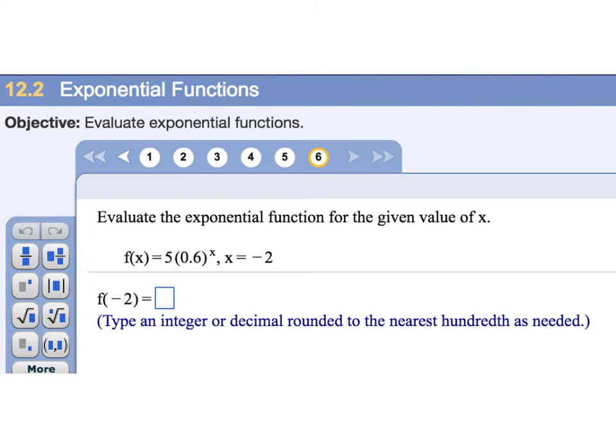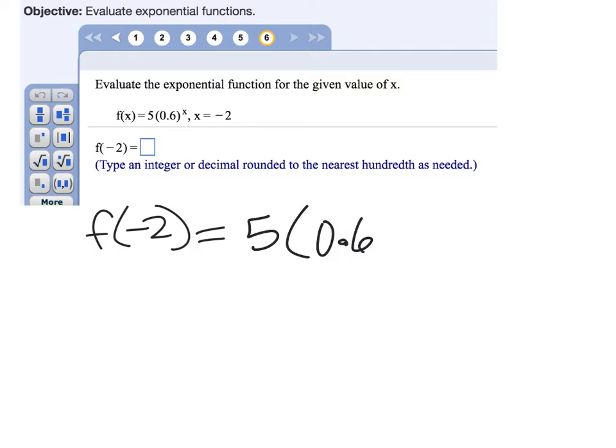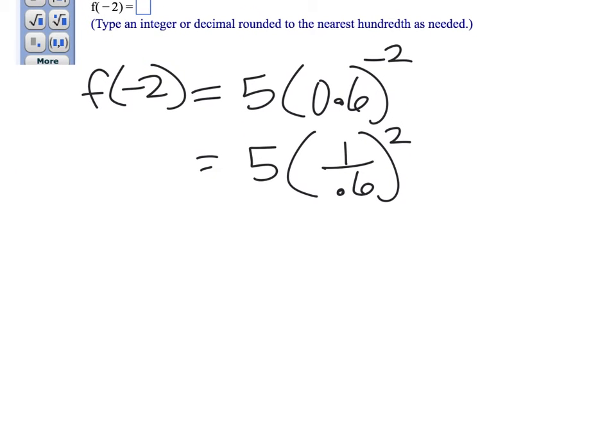And the last problem for this video is we're going to find f of -2, which means we're going to take that original function and replace the x with a -2. The first thing we have to do is figure out this value right here. That means it's going to be 5 times 1 over 0.6 raised to the second power. How are you going to do that?